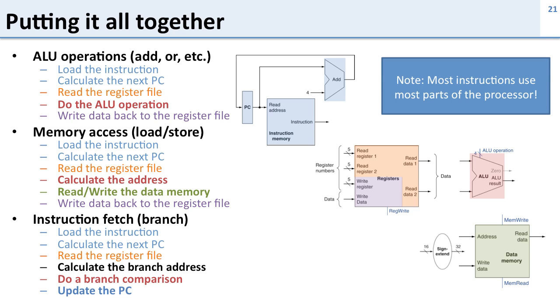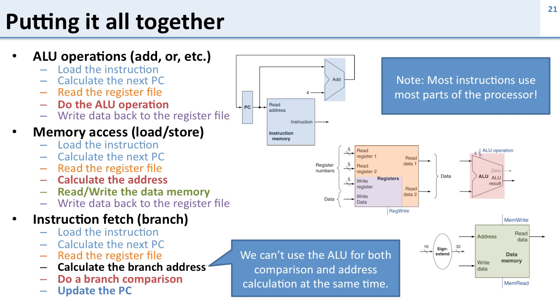So looking at these different parts of the processor, we can see that most instructions are going to use most parts of the processor. This means we can share the same hardware across all of these instructions. You'll also notice here that the instruction fetch needs to do two calculations. It needs to both calculate the branch address and do a branch comparison. So we only have one ALU right now, so we're going to have a hard time because we can't use it for two things at the same time.